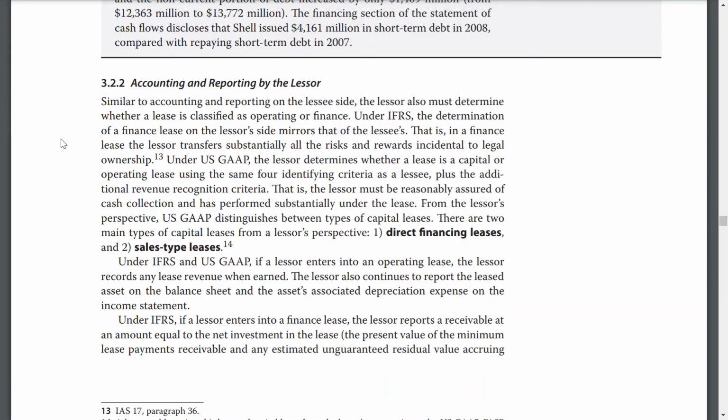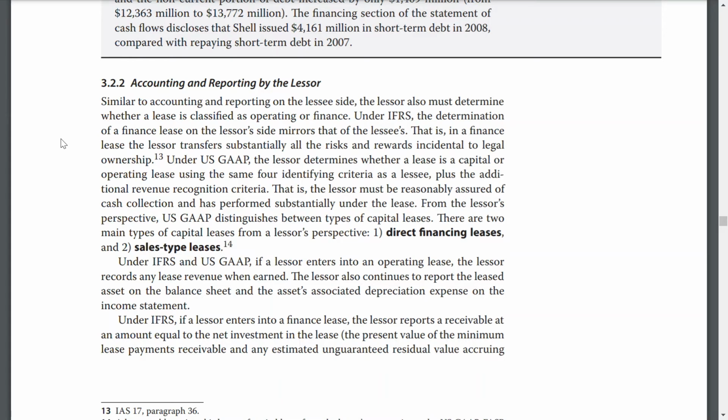Under US GAAP, the lessor determines whether a lease is a capital or operating lease using the same four identification criteria as the lessee, plus additional revenue recognition criteria. That is, the lessor must be reasonably assured of cash collection and must have performed substantially under the lease. From the lessor's perspective, US GAAP distinguishes two main types of capital leases: direct financing leases or sales-type leases. If a lessor enters into an operating lease, the lessor records any lease revenues when earned.